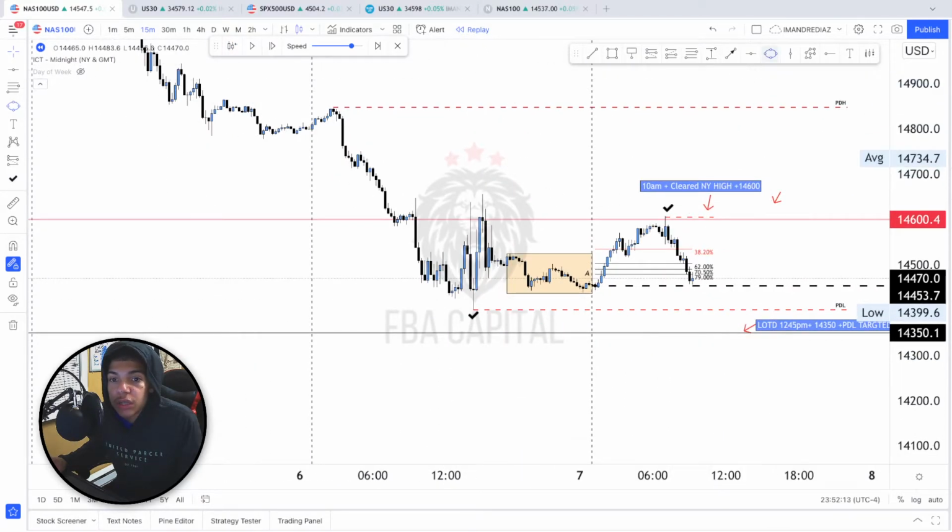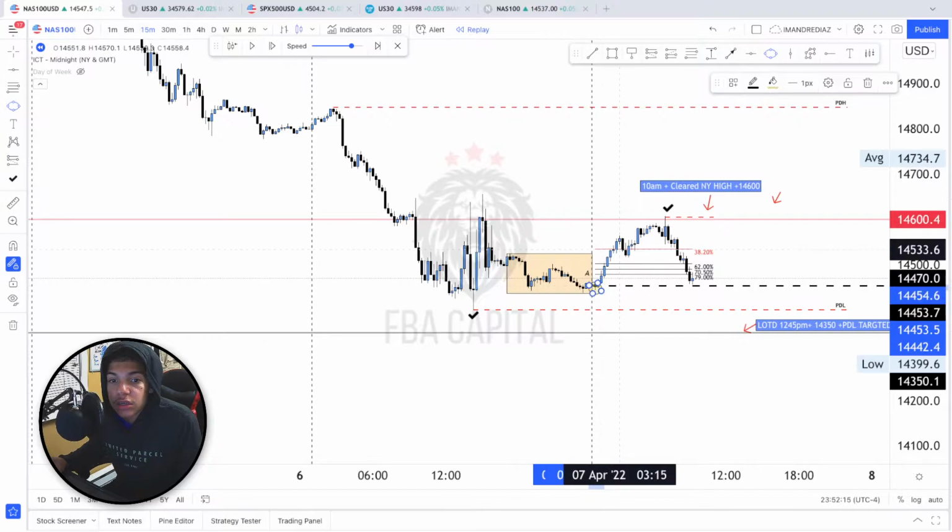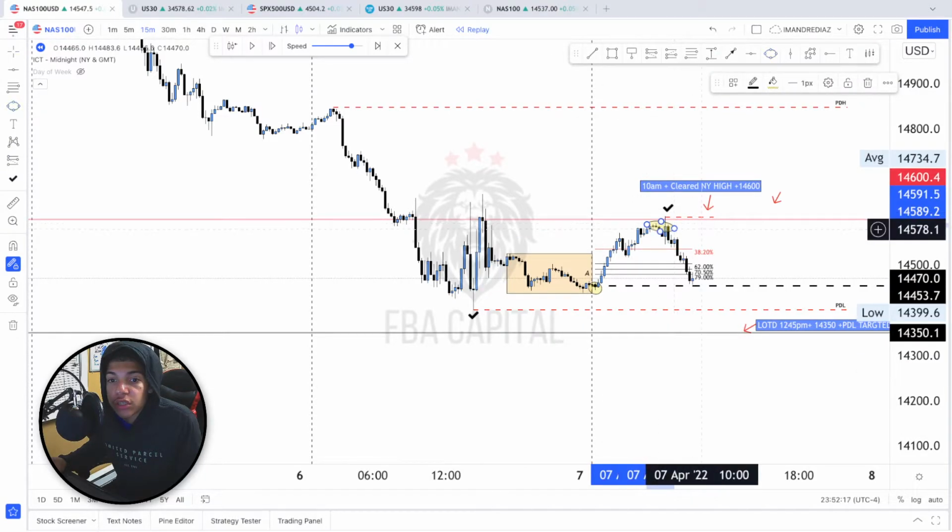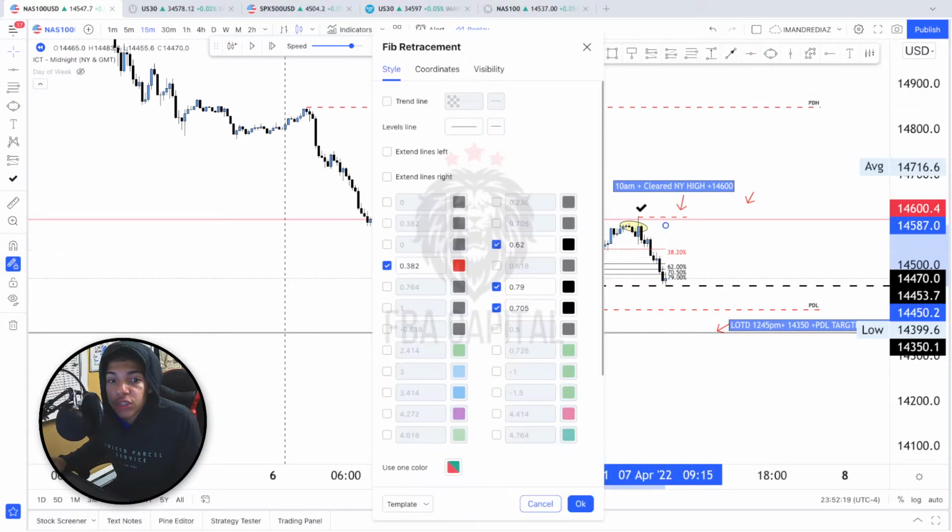I would have been using this low that was created during the London session and this high that was created during the New York session. And I would have been waiting for this retracement all the way down here.